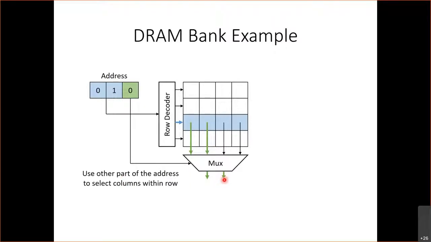Now, if my next access is something like 100, then I have to do this entire process again, right? I have to go back, pass the 10, decode it, read the corresponding row, and then use the multiplexer. But if my next address that I read happened to be 011, do I have to go back and go through the decoder and the DRAM array again?